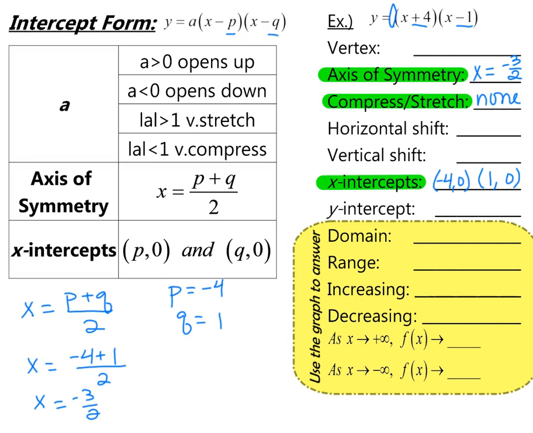That's it for this set of notes. I'll see you in class for more practice on the 3 forms, graphing, and filling in the rest of this chart.